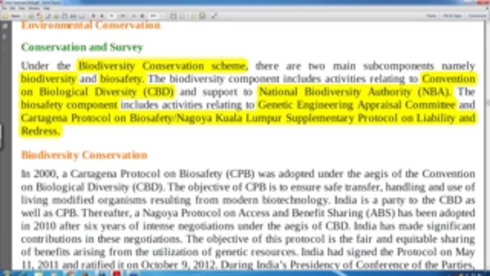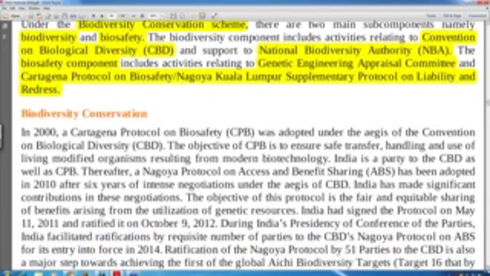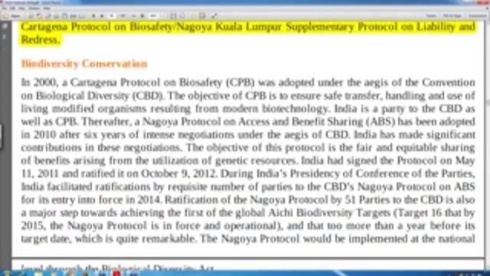Next, as I told you, you have biodiversity conservation, and we'll be seeing biosafety conservation as well. So when we are talking about biodiversity conservation, we are talking about the Convention on Biological Diversity. The Cartagena Protocol on Biosafety took place in 2000. Its main objective was to ensure there is safe transfer, handling and use of living modified organisms resulting from modern biotechnology.